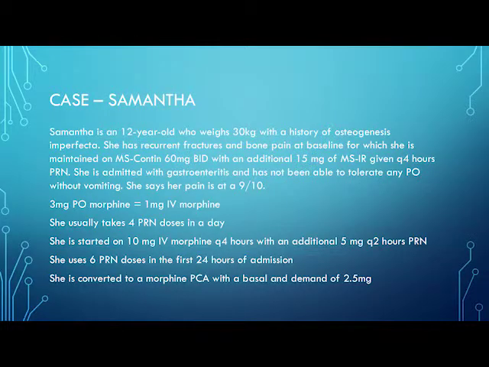All right, so let's get to opioids. Samantha's an 8-year-old who weighs 30 kilos, has a history of OI, and has chronic fractures and bone pain at baseline. So she's on long-acting morphine, 60 milligrams twice a day, with an additional 15 milligrams of short-acting morphine as needed. She's admitted with gastroenteritis, so she hasn't been able to tolerate PO, and she says her pain is 9 out of 10. What would you want to do for her?